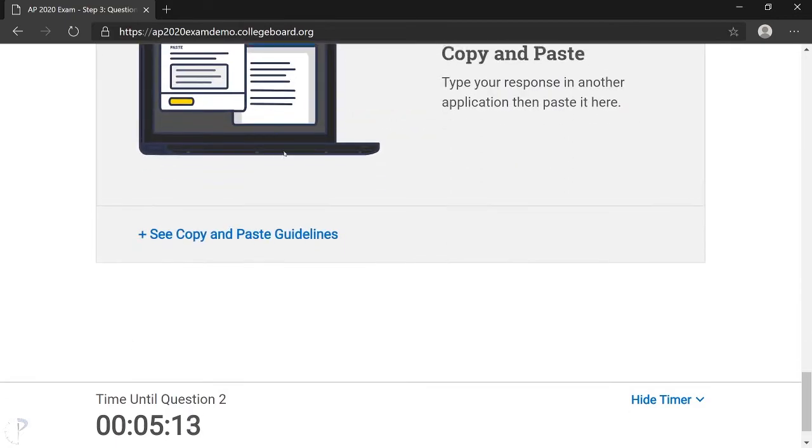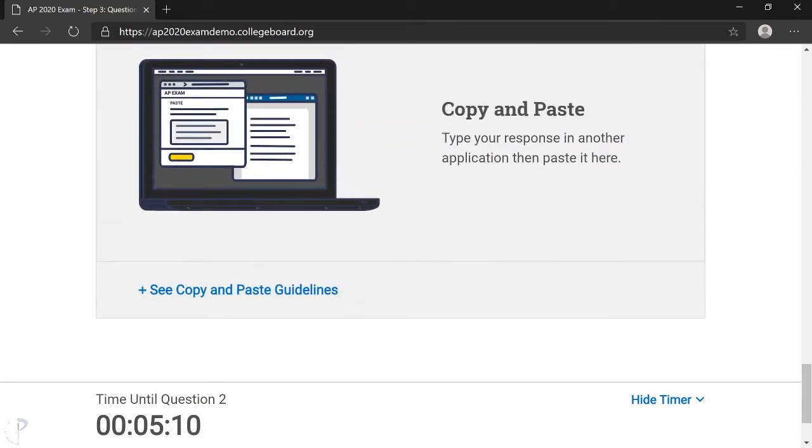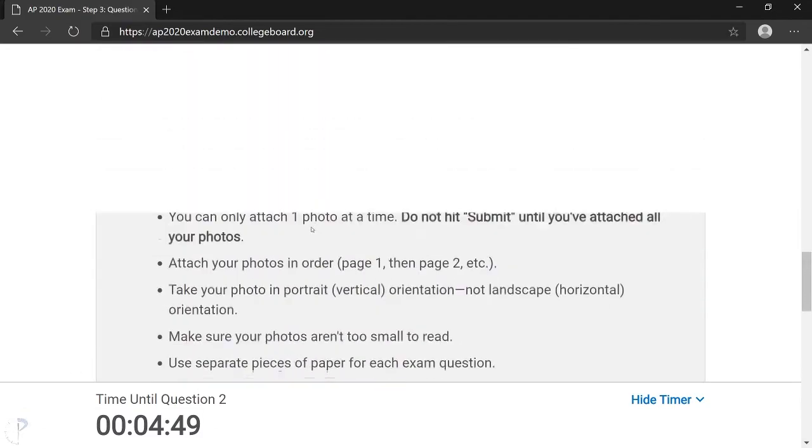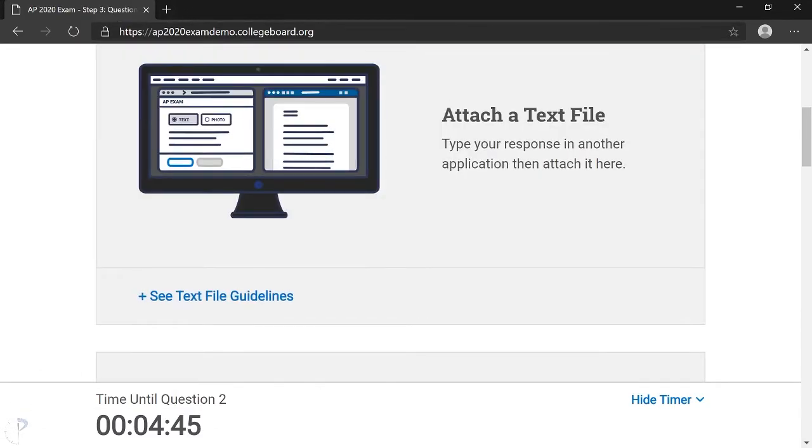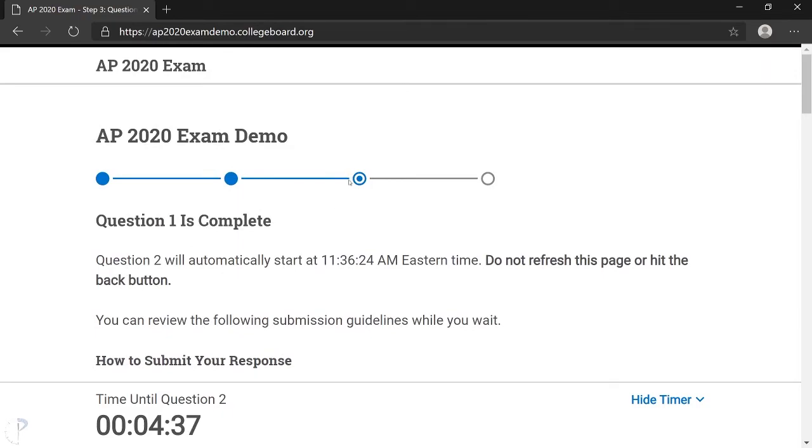Recommendations, or whatever. All right, so that's our platform. Play around with this. See which one you prefer, if you like copy paste or if you like actually uploading. Again, I would say uploading is a little risky, just because you might hit submit accidentally and then there goes your grade. 8K photo. Yeah. All right. Anyway, go to ap2020examdemo.collegeboard.org, and that should allow you to practice the platform.